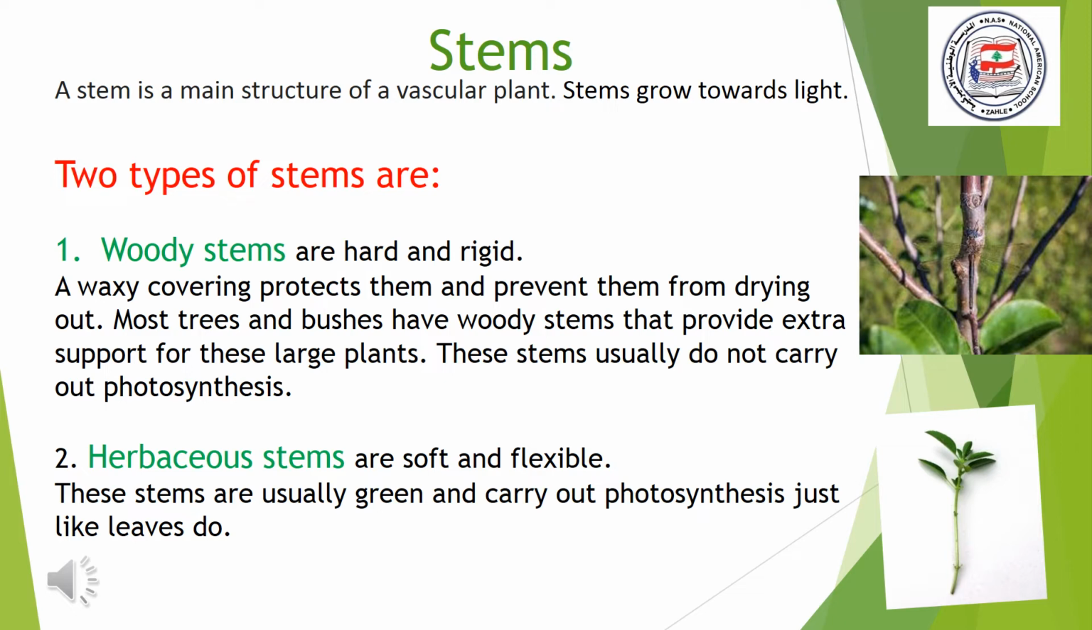Number 2, the herbaceous stems are soft and flexible. These stems are usually green and carry out photosynthesis just like leaves do. Look at the picture to the right. You have here an example of these soft and flexible stems. In your book, their name is not written, so you can write it as a note next to it. These kinds of stems are called herbaceous stems.